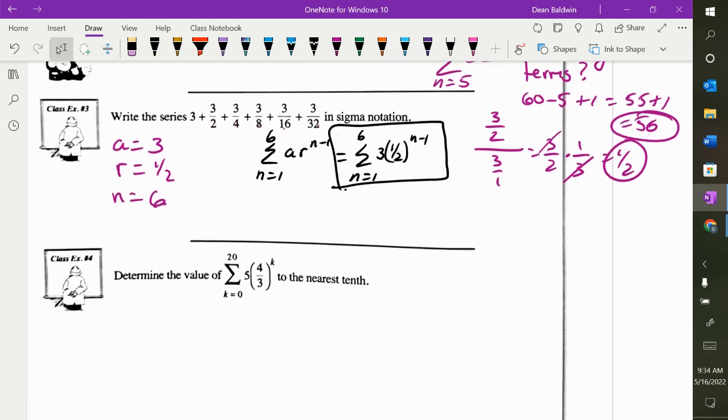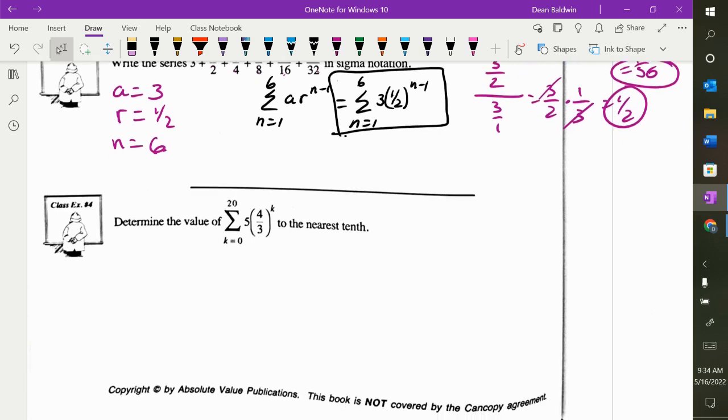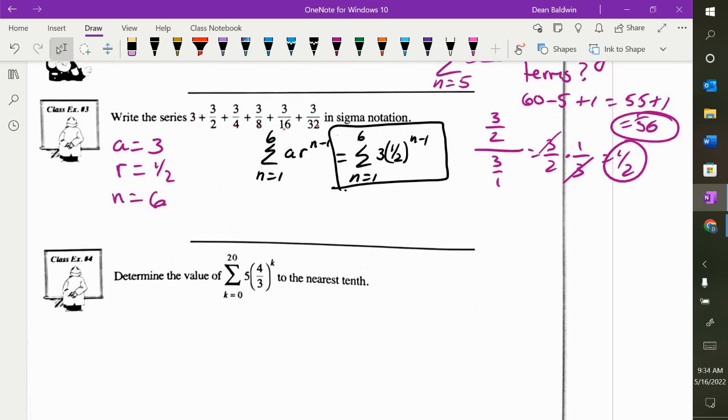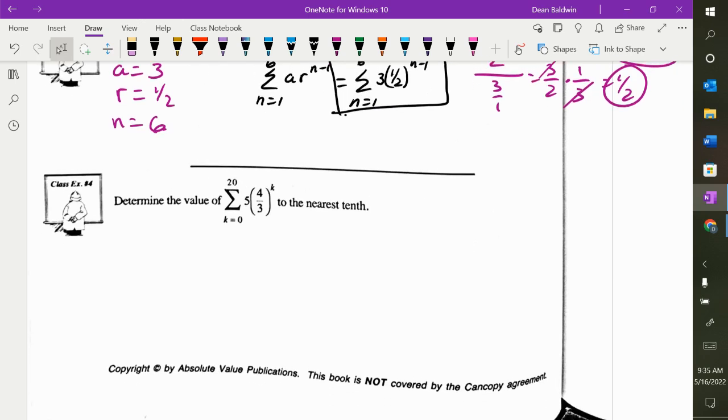Determine the value of the sum from k is equal to 0 to 20 of 5 times 4 over 3 to the power of k. All right. So first thing, figure out, yes, you should write n equals 1 or i is equal to 1 or whatever it is, because in the formula you have it. Okay. Determine the value from k is equal to 0 to 20 of this series. So first thing, plug in your first couple of numbers and you'll see what A and R are, if that makes any sense.